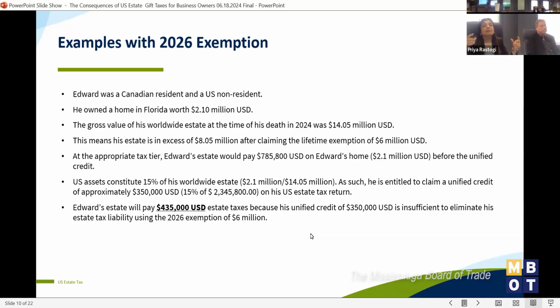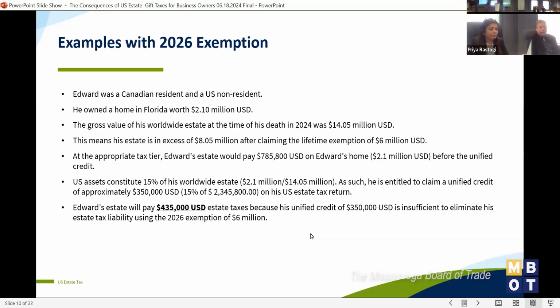So I can only use $350,000 of credit from the unified credit section. As such, his estate would owe $435,000 in the US, because his unified tax credit was not sufficient to cover the overall tax liability of $785,800. Knowing this, since this is coming very soon, again, I cannot re-emphasize, it is very important to keep in mind that 6 million is very easy to reach. So certainly we recommend planning so that you can minimize your tax exposure in the future upon your death.